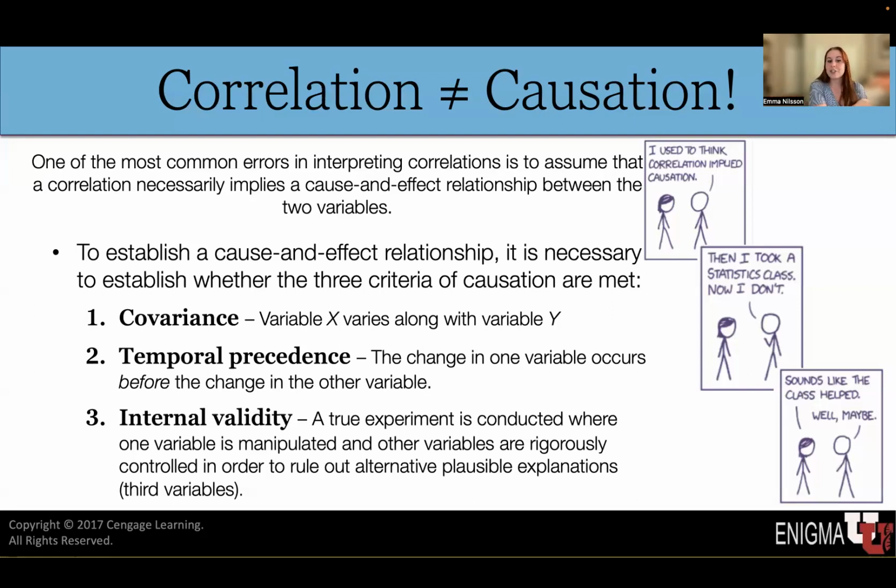And then the third is internal validity. We need to make sure that there's not some other confounding variable that is causing the changes in X and Y that we just haven't figured out. And in order to establish internal validity, we need to conduct a true experiment. So we need to hold all of our other variables constant while one variable is manipulated. And that is not something that we do in a correlation hypothesis test.